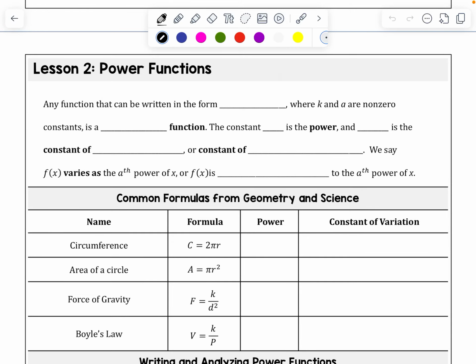Hey everybody, we're here talking about Unit 2, Lesson 2, power functions.